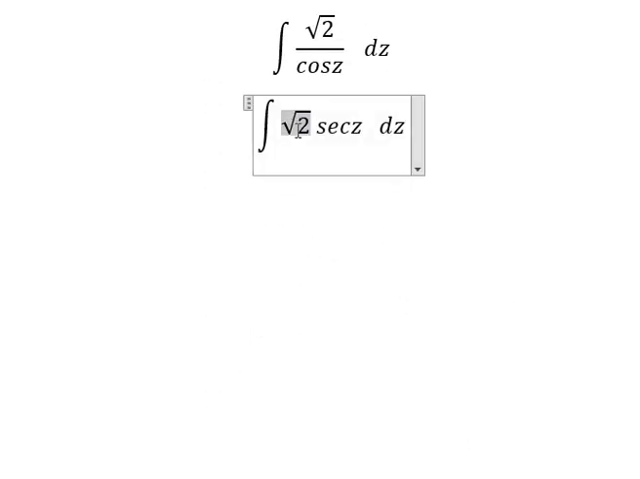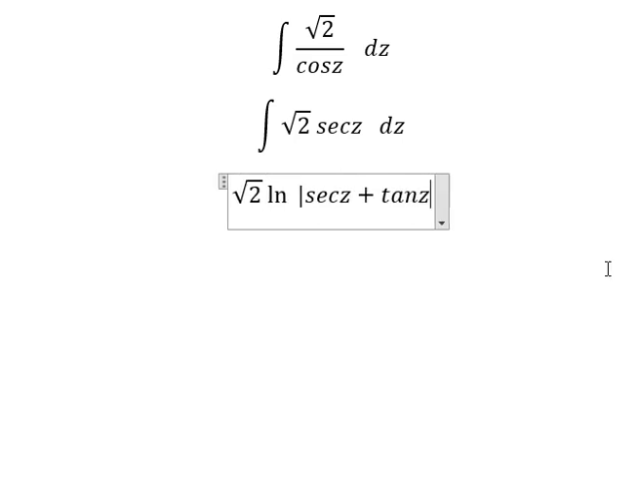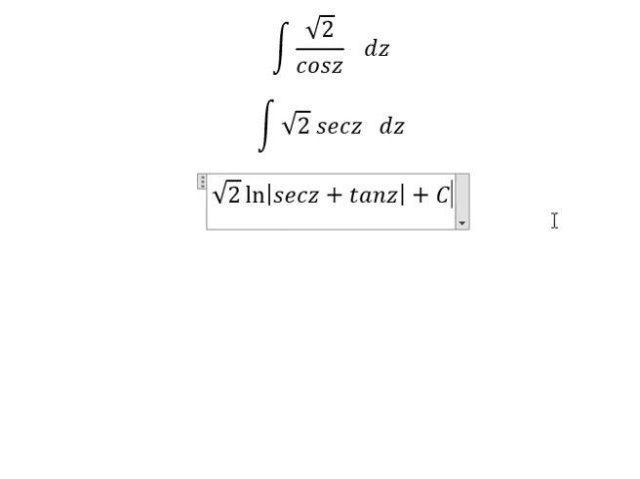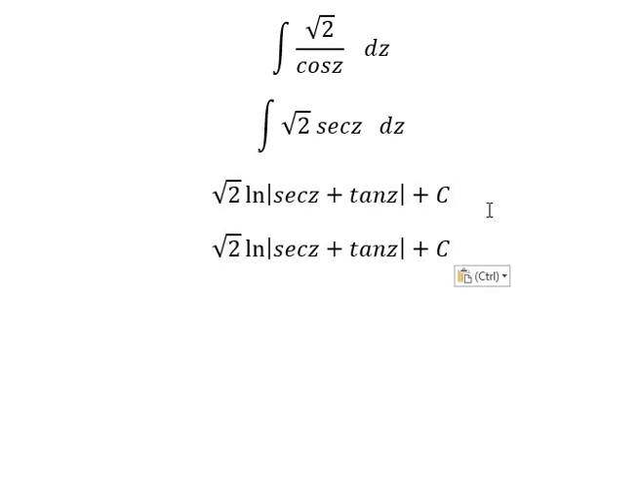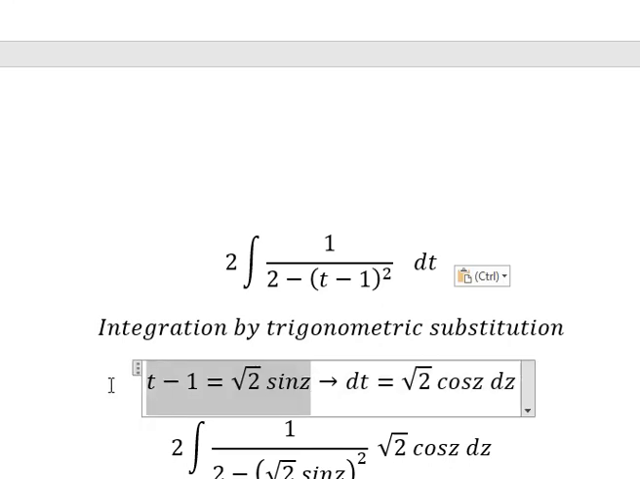And now we have the final answer. The integration of this one, we have ln of the absolute value of secant of z plus tan z, and I will put about c. About z, that is about this one. So we divide both sides by the square root of number 2.